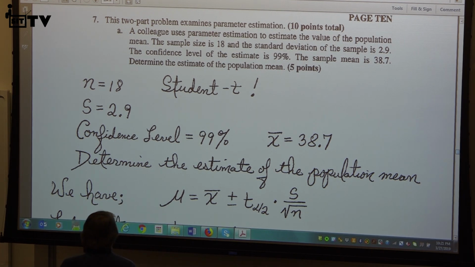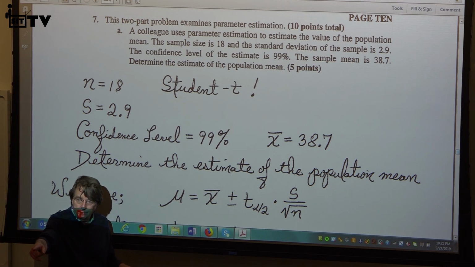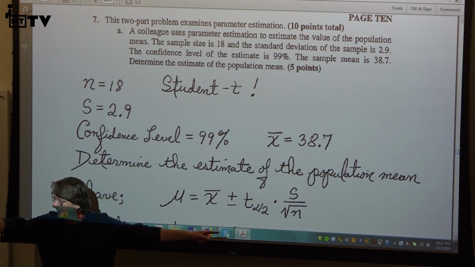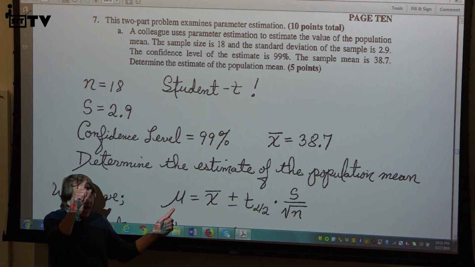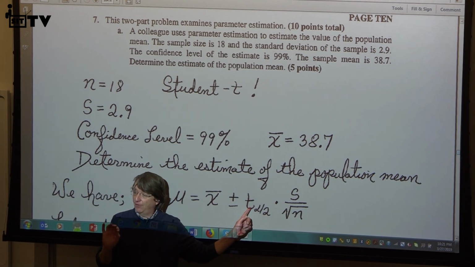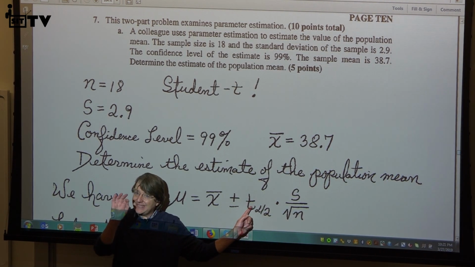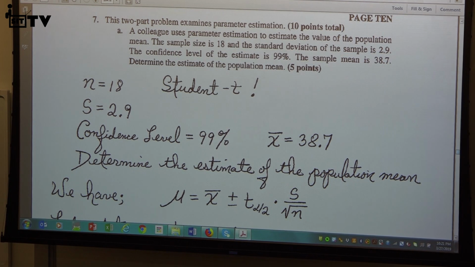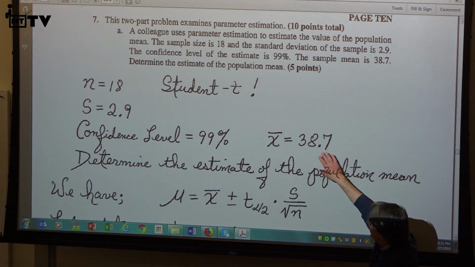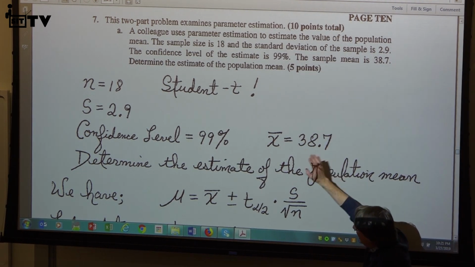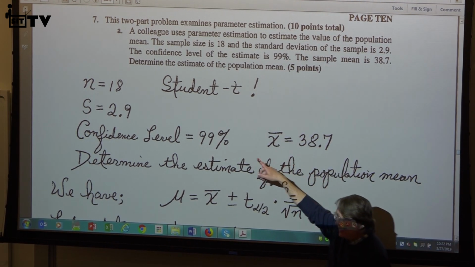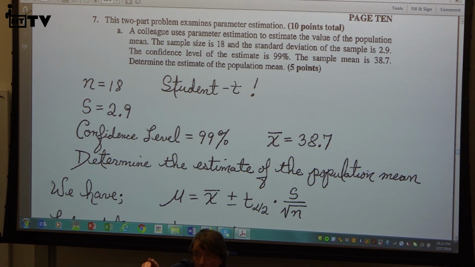So notice, and Justin, I'm thinking of you here, this is the same formula, but here we use S. This is the same formula, except instead of Z alpha over 2, it's T alpha over 2 to remind us it's a different table we have to use. So we're given that the sample mean is 38.7, and I tell you the confidence level is 99%. We measure 18. What's important about 18? Less than 30.